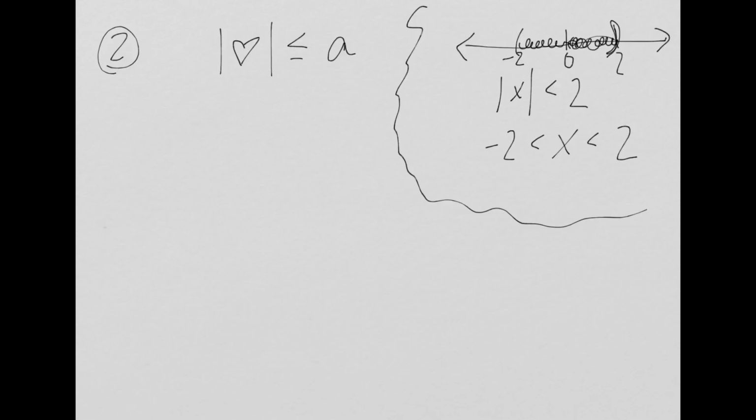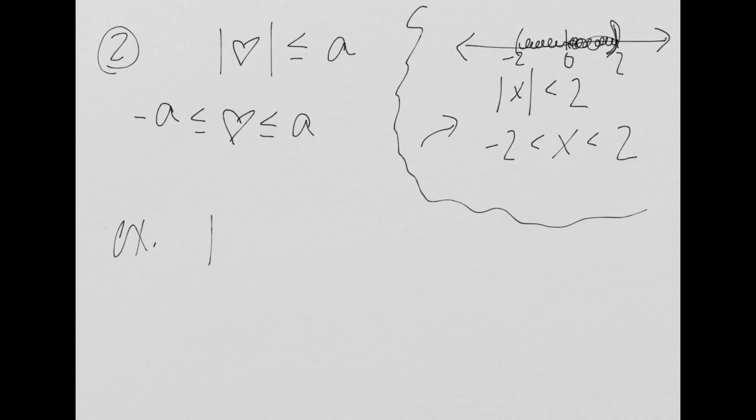Same idea applies over here on the left. If you want to get rid of the absolute values, you would set it and bound it between negative a and a. And it's coming from this picture. If you want the absolute value to be less than a number, well then I need to go to the left of 0 that many and to the right of 0 that many. So let's try a couple of these.